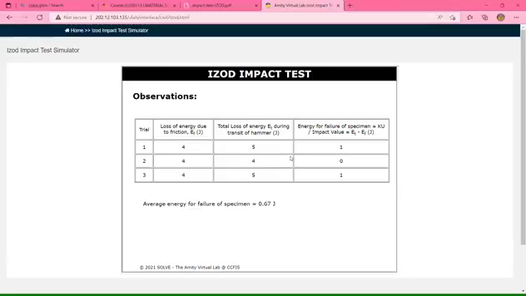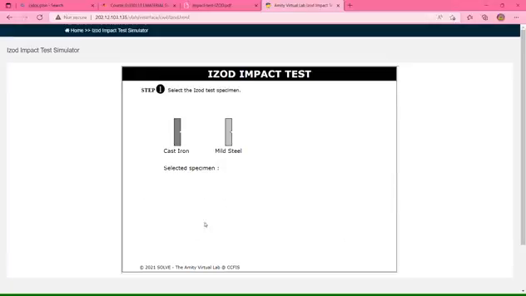Then we proceed to the energy for failure of specimen, or impact value. For trial 1 we got 1 joule, trial 2 we got 0, and trial 3 we got 1 joule. The average energy for failure of specimen we got 0.67 joule. Okay, for the second part of the Izod impact test, first select the Izod test specimen, and we select the mild steel.